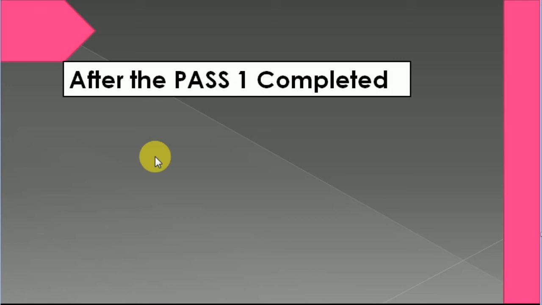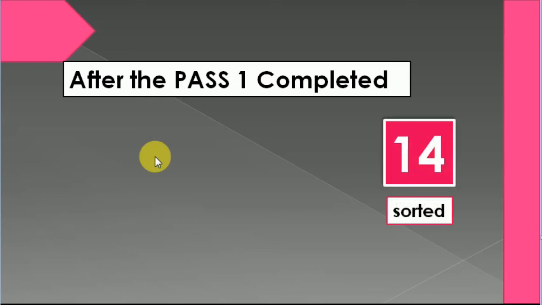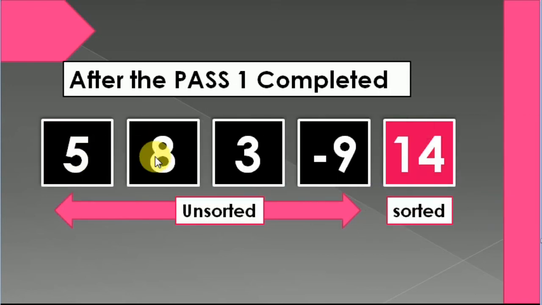What I have written: after the whole pass one is completed, these are the numbers. Now in bubble sort, these boxes which are black are the unsorted numbers on the left side. Now 14 is sorted. Why? Because it has been checked with every number and it is greater, so it's shifted to the right. The right side is going to be all the sorted numbers, and the left side the unsorted numbers. That means pass 1 is completed.